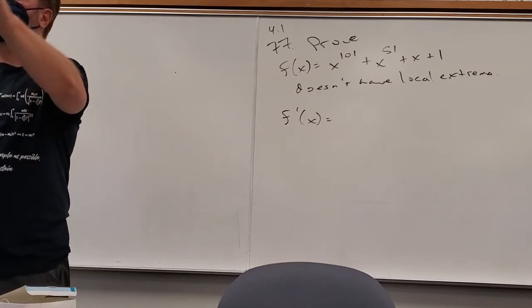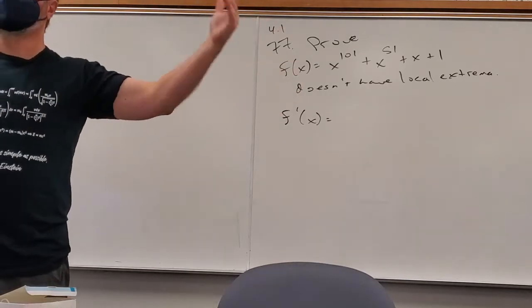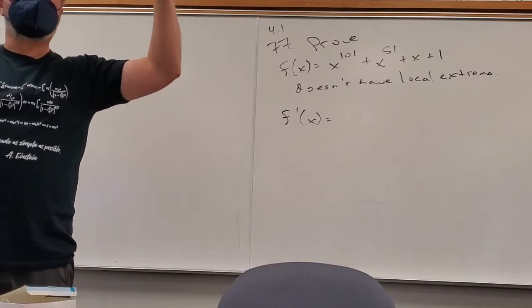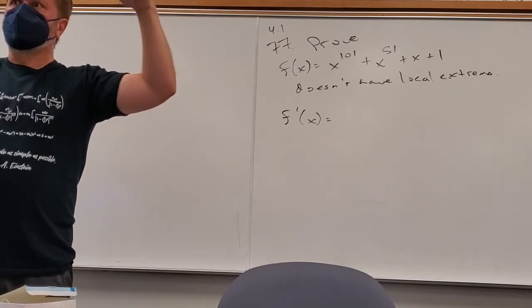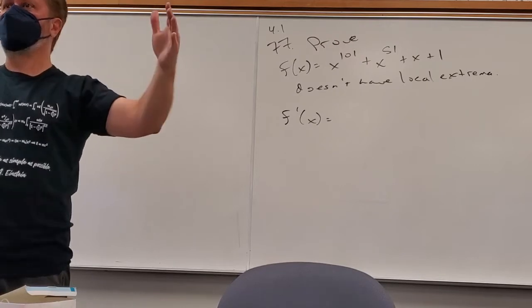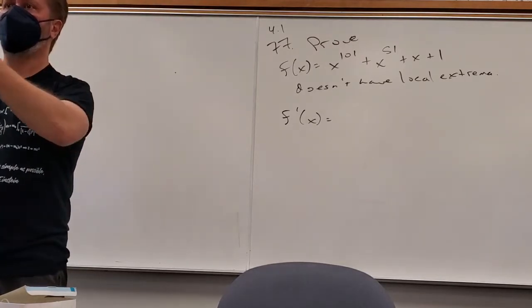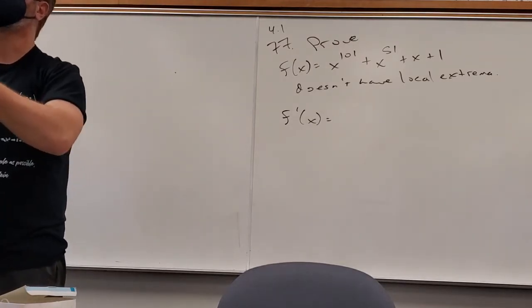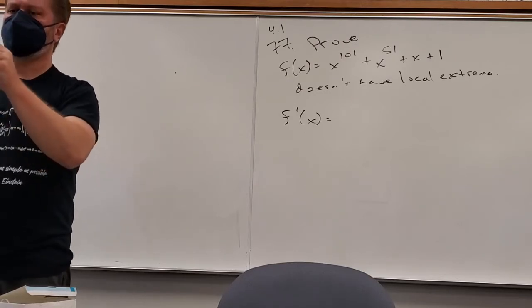So will it be undefined anywhere? No, it's a polynomial. In order for there to be no local extrema, it won't be able to equal zero. So you already know what is going to happen. You just have to be able to show that. But at least you see what I'm saying?